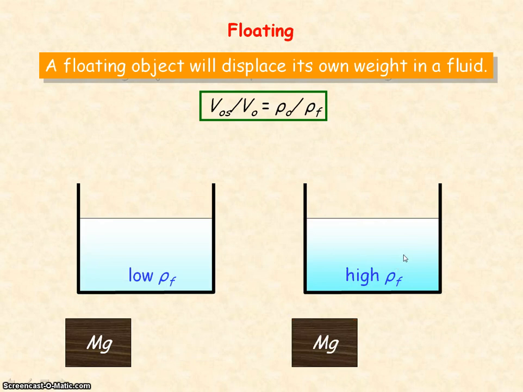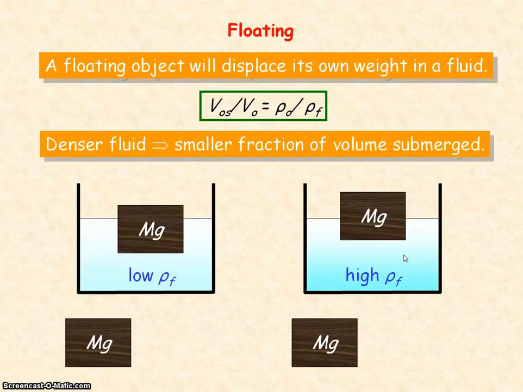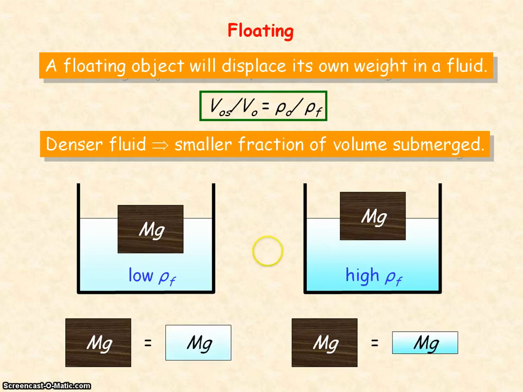And if you have an object that is submerged into a fluid of higher density, then a smaller fraction of its volume will be submerged. And that's because a floating object will displace its own weight in a fluid, so a fluid of higher density to displace the same weight needs less volume.